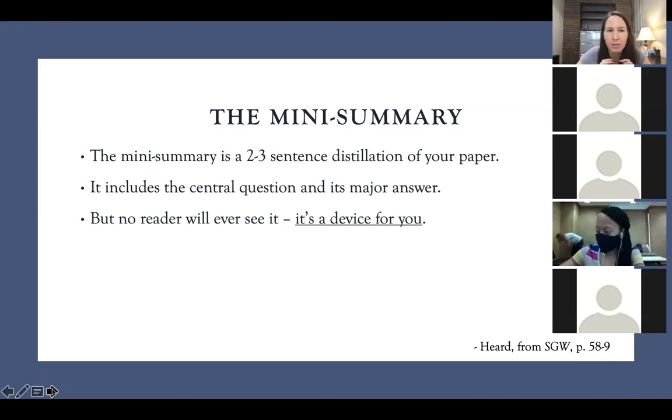So it's going to be your central question and major answer. But this is not something you're going to include in your paper. This is a device for you, and you may have to revise it as you're working on your paper. But the key thing is that it's going to shape your paper. So even if you're revising it, you need to go back and make sure your paper is still working with that mini summary that you have here.